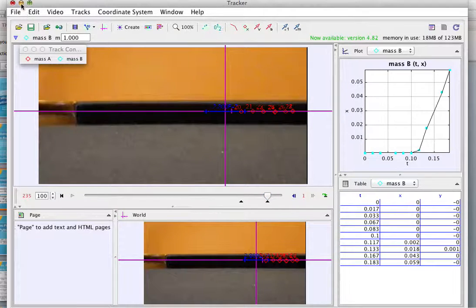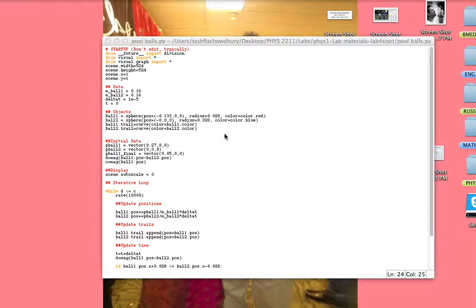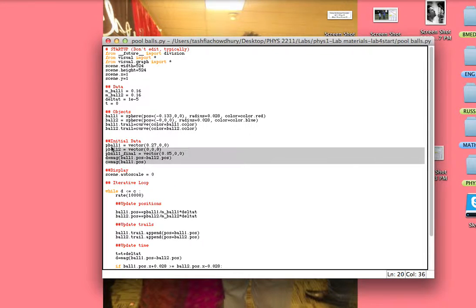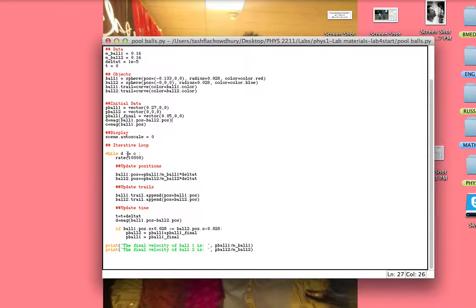So I modeled this motion in my Python code, where I put in my data of the masses and starting times, as well as my initial position data for both balls. My initial position data is right here, and this is the other data. I also had my iterative loop update all my position data points as we've done before in other labs. So here's my iterative loop. And so here's a run of my model.